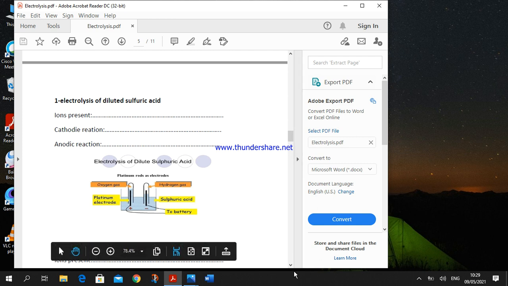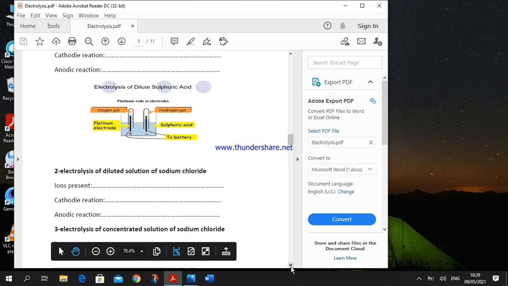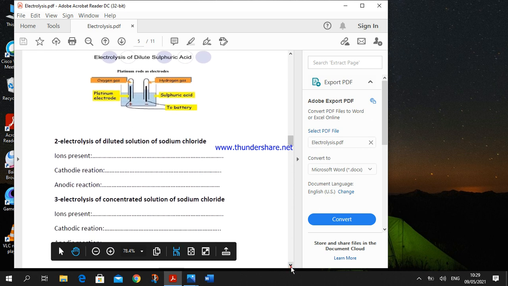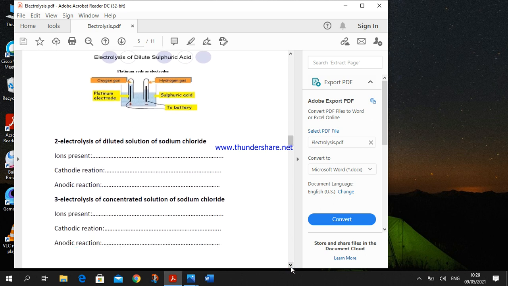Example number 2. The electrolysis of dilute solution of sodium chloride. What happened? We have hydrogen positive ion and hydroxide negative ion resulting from water ionization, sodium positive ions and chloride negative ions produced from ionization of sodium chloride, NaCl.